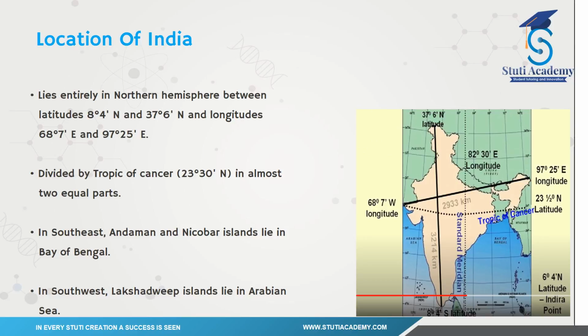Now moving ahead, the location of India. India lies entirely in the northern hemisphere between the latitudes 8 degrees 4 minutes north and 37 degrees 6 minutes north, and longitudes 68 degrees 7 minutes east and 97 degrees 25 minutes east. Students, this we have studied in the previous slide. So I hope there won't be any problem in understanding this.